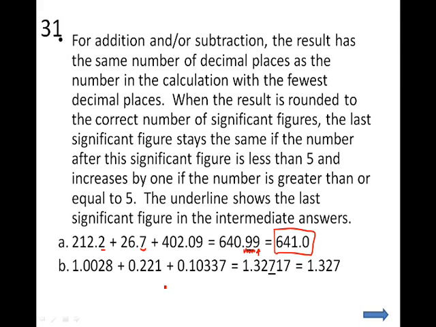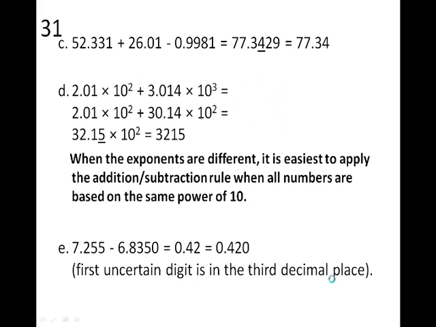641.0. Here, our intermediate answer is going to have to be rounded to the third decimal place. Right here, we look and see that this 1 is not going to require us to round the 7, so we'll just cut it right off at 1.327. Moving on to C, we see our least significant digit here in the second decimal place, so we're going to round this to the second decimal place.